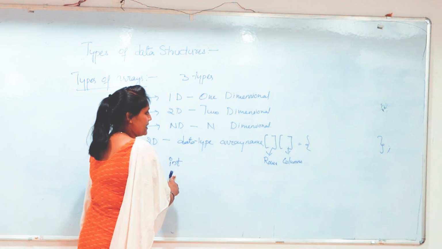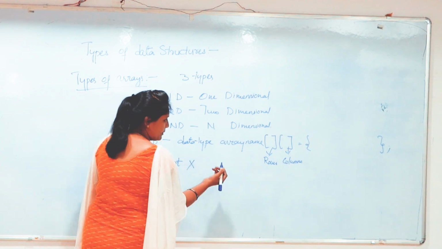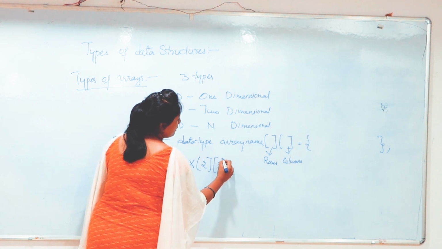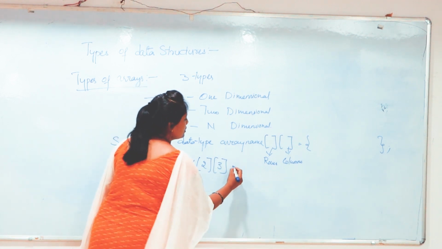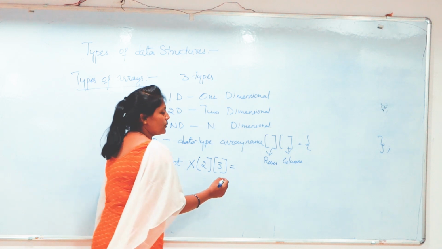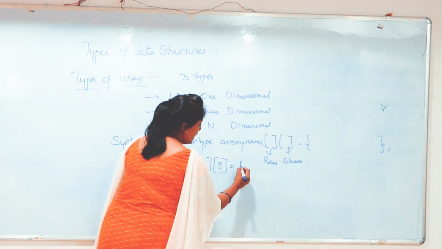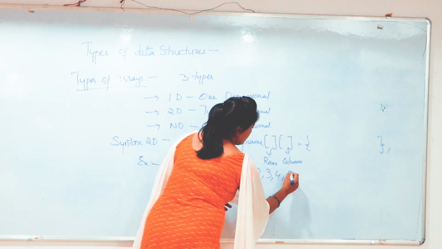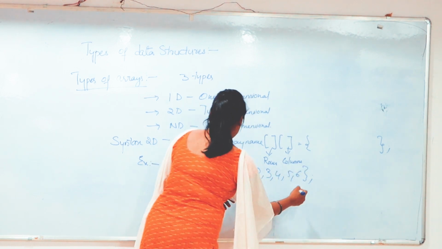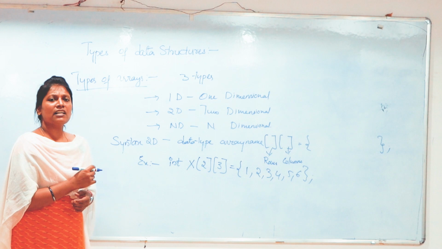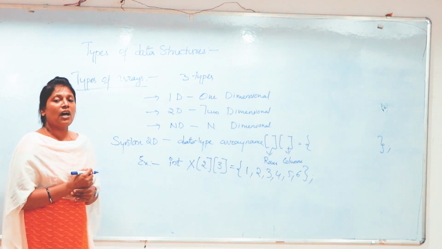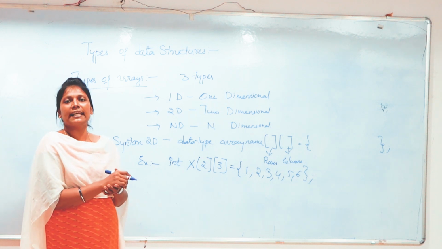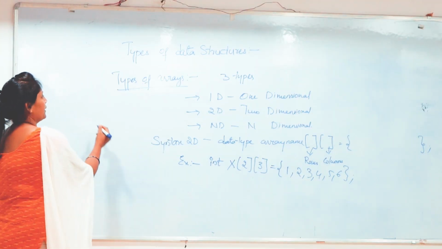Now here I am taking the integer data type and the array name is X again, and here I am taking 2 rows and 3 columns, supposing, and the total elements to be stored are 6 elements, and those elements are 1, 2, 3, 4, 5 and 6. Let us see in a diagrammatic representation of this 2D array how those elements will be stored in an array.